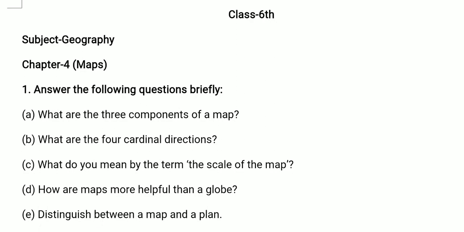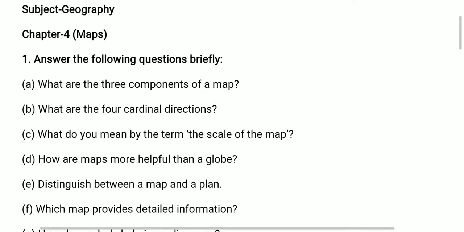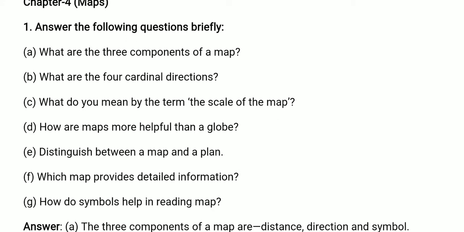Class 6 subject geography chapter 4 maps. So let's start. First, answer the following question briefly. Question A, what are the three components of a map? So as you all know, the three components of maps are distance, direction and symbol. Answer is the three components of map are distance, direction, symbol.